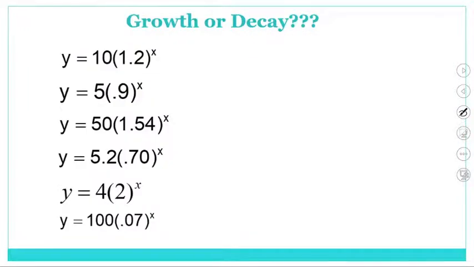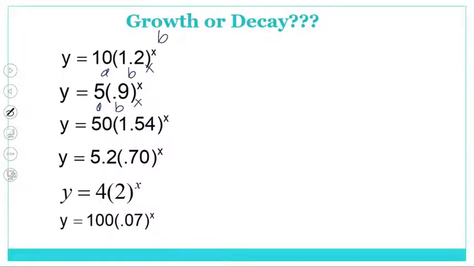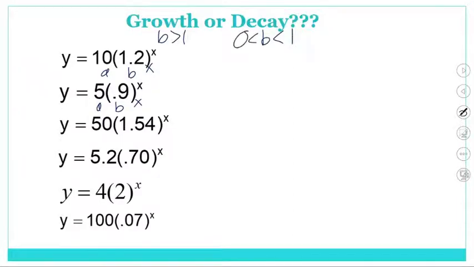All right, so let's identify which of these is growth and which is decay. Remember, our equation is a times b to the x power. To determine whether it's growing or decaying, all you have to do is look at the b value. We mentioned before that it's growth if b is bigger than 1, and decay if b is less than 1. Now again, b is still bigger than 0, but b less than 1 would be decay. So our b value is 1.2, and last time I checked, that's bigger than 1, so that would be growth.